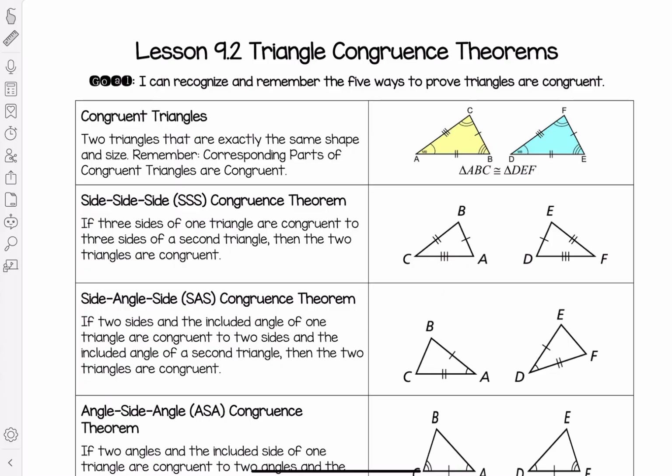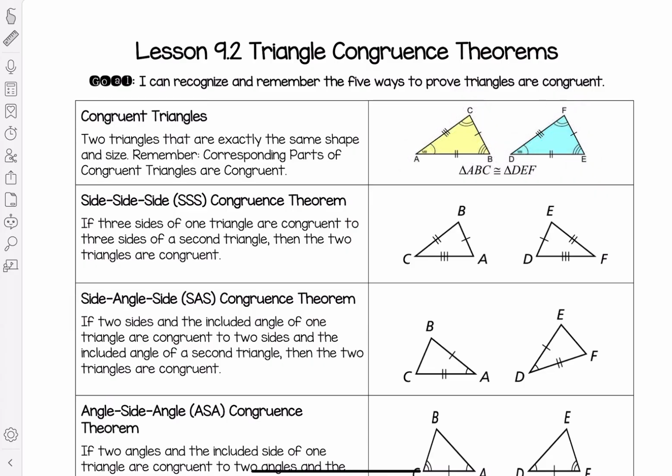Now remember, whenever we talk about a theorem, it is a theory that has been proven over and over again. So we can see, first of all, just as a reminder, congruent triangles are when two triangles are exactly the same shape and size. We want to remember that corresponding parts of congruent triangles are congruent, meaning C is congruent to F, A to D, B to E, and same with sides, AC to DF, and so on and so on.